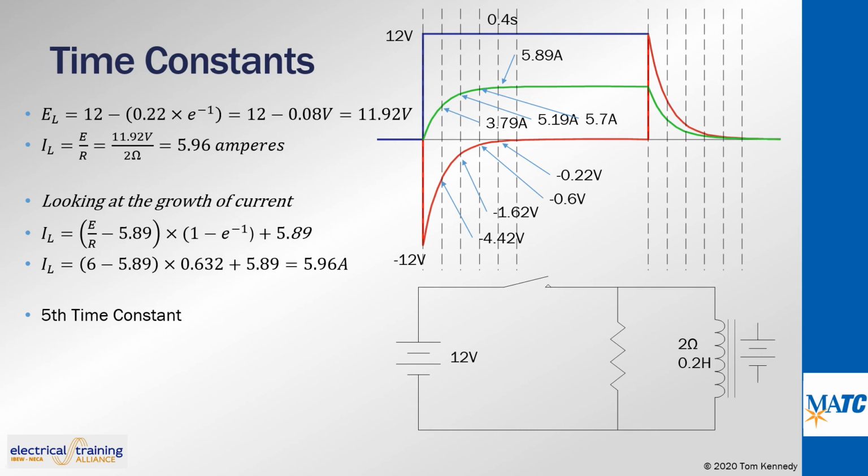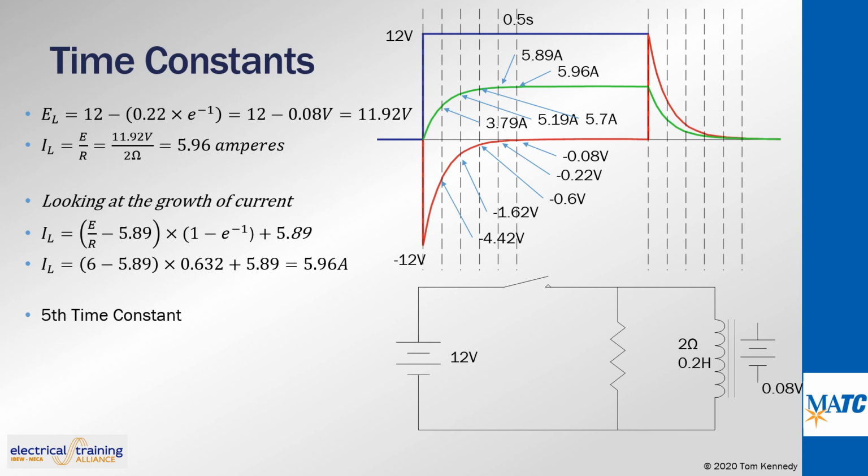During the 5th time constant and the last one evaluated in this example, the counter-EMF continues to decay. The resulting CEMF will be about 36.8% of the remaining 0.22 volts. The CEMF has now decayed to a value of about 0.08 volts. The resulting applied voltage acting on the resistance will be about 11.92 volts, which will allow about 5.96 amperes to flow. Looking at the current growth after 5 time constants.